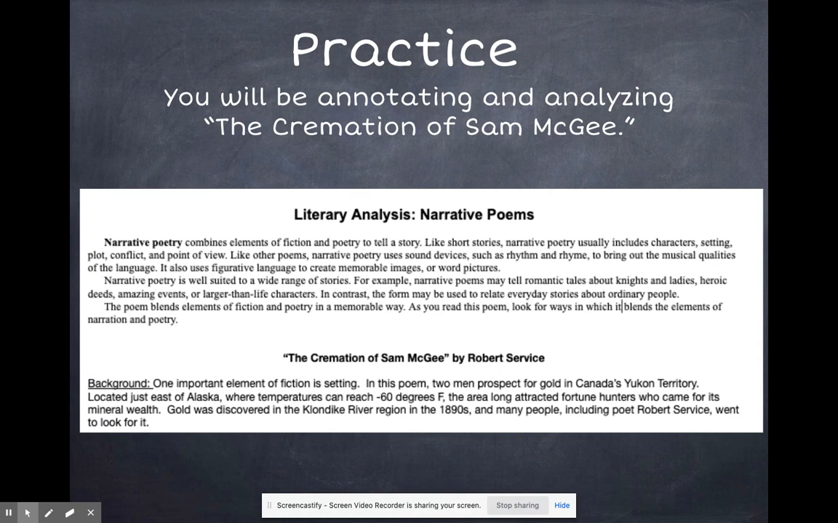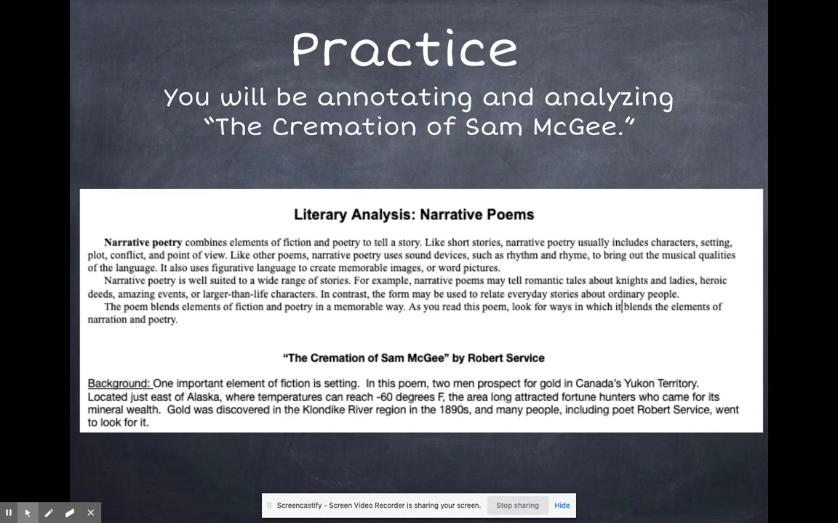It can tell about heroic deeds, amazing events, or larger-than-life characters. But in contrast, the form may be used to relate everyday stories about ordinary people. So as you can see, there's lots of different areas that this type of poem can focus on. The poem also will blend elements of fiction and poetry in a memorable way. So it says, as you read this poem today, The Cremation of Sam McGee, you will look for ways in which it blends the elements of narration and poetry, which you have learned both.